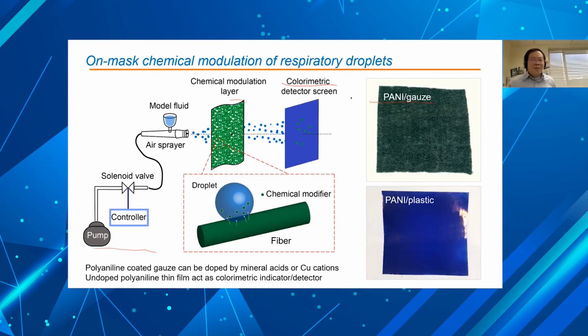Let's go get some pH paper, okay? Because if polyaniline loaded with acid is used as the modifying layer, when the droplet passes through the screen, it will become acidic. It will change color on the pH paper. That's a piece of cake, okay?